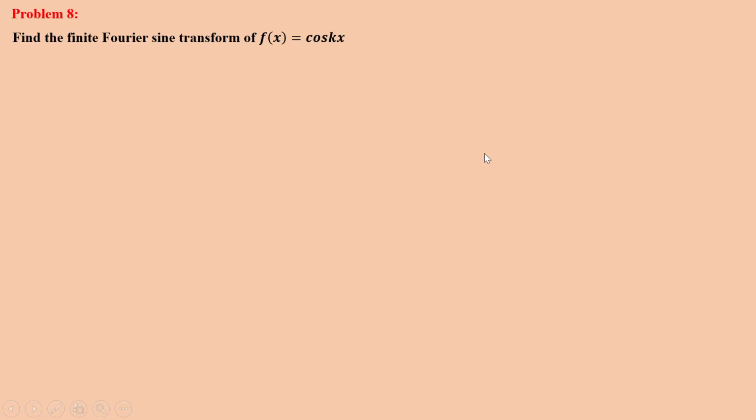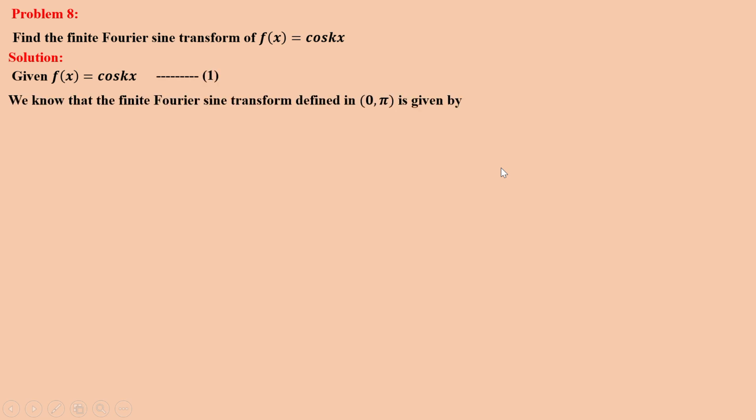Next problem, find the Fourier sine transform of f(x) = cos kx. So given f(x) = cos kx, that is equation number 1. We know the finite Fourier sine transform defined in the interval 0 to pi is given by fs bar of p equal to the integral from 0 to pi of f(x) sin px dx. This is equation number 2.